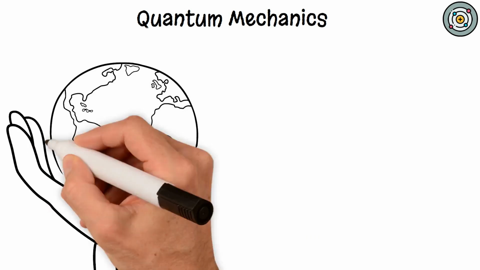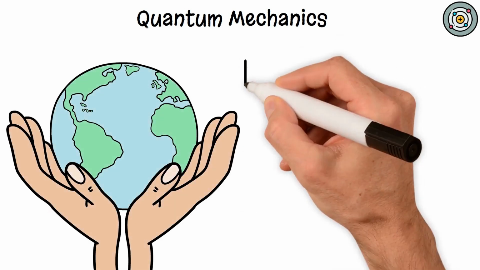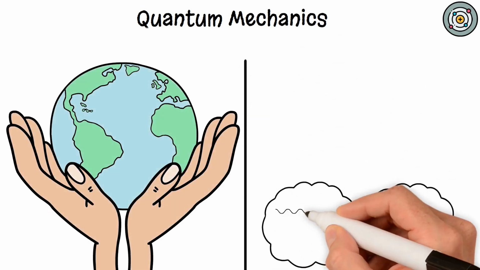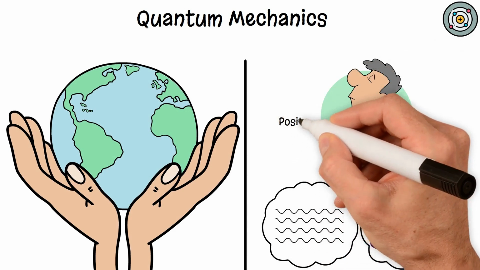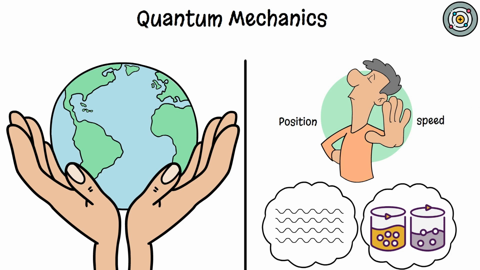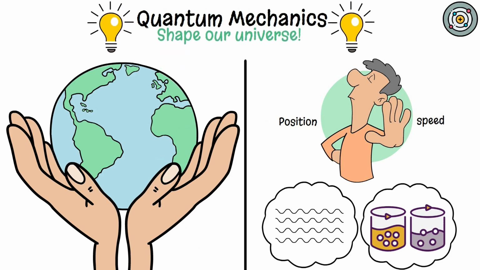Quantum mechanics shows us that the very small world behaves differently from what we see every day. Particles can be waves, exist in many states at once, and we can't know their exact position and speed simultaneously. This fascinating field uncovers the strange rules that shape our universe.